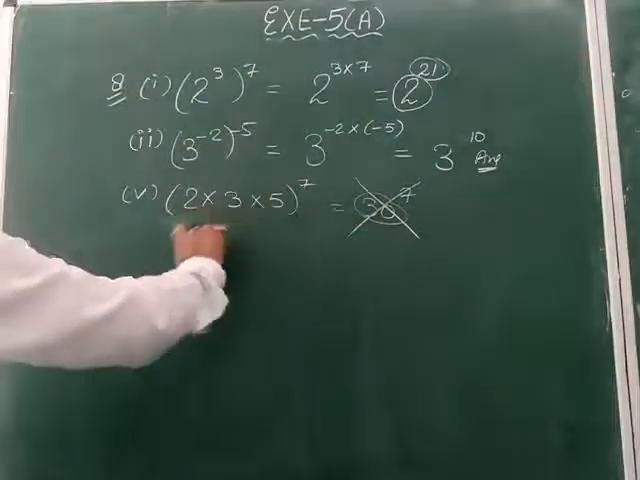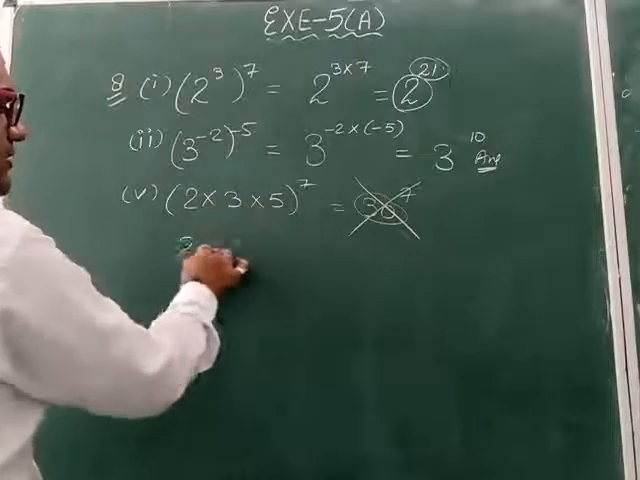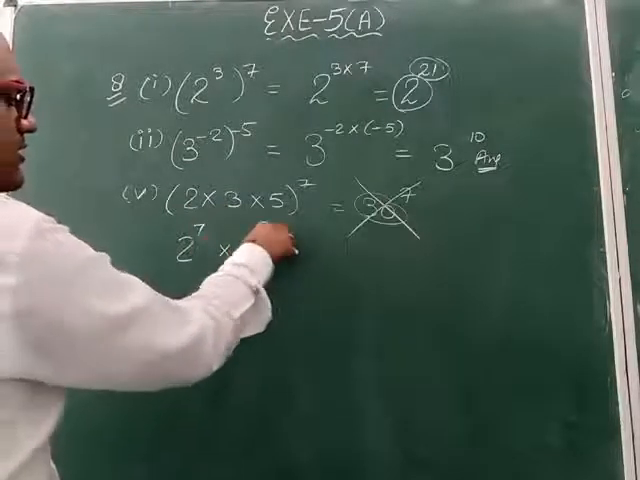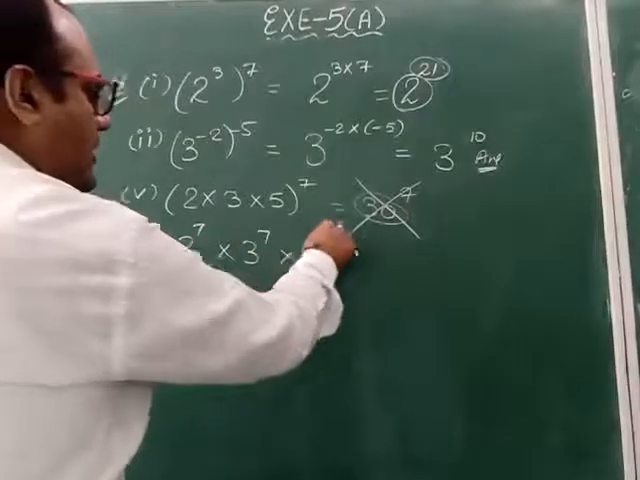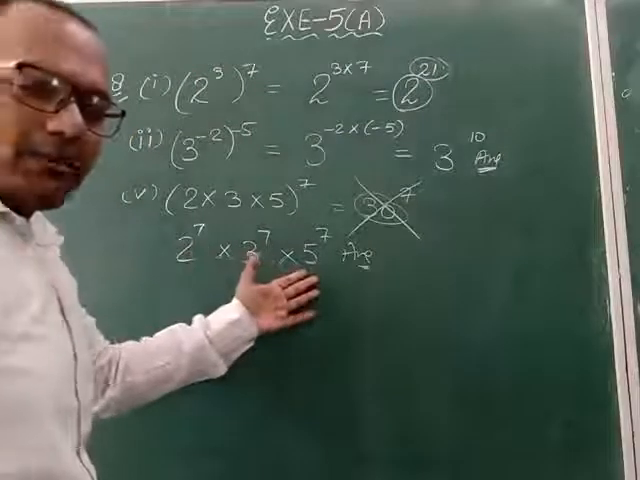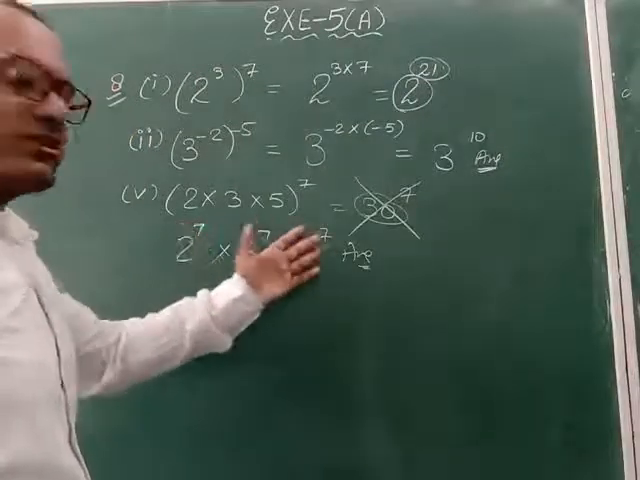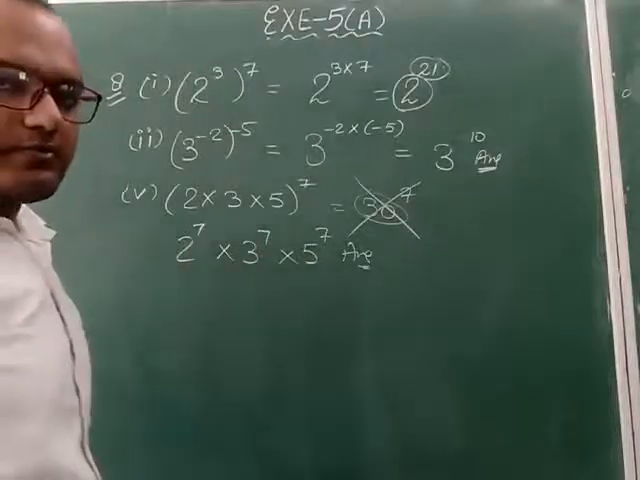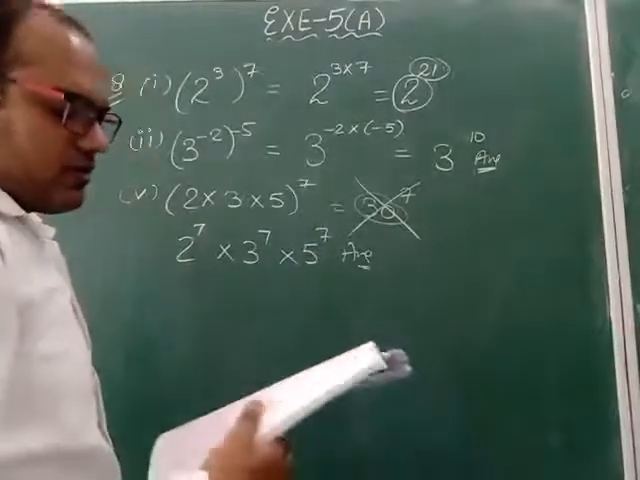This power 7 we will take on each number separately: 2 power 7, 3 power 7, 5 power 7. Only this much we have to do, because all these are prime numbers and these are powers of a prime number. So like this you have to do question number 8. Now see the next question, question number 9.